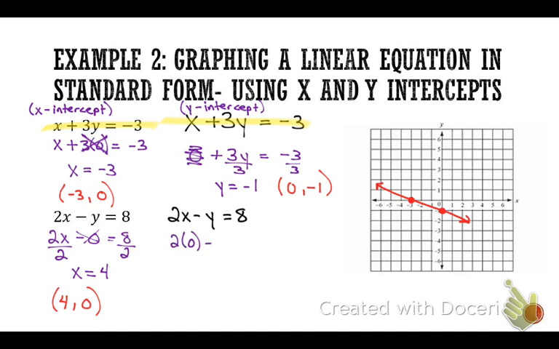2x, so 2 times 0 minus... Wait, why would I put the 1 in front of the y? Because can the y be negative? No, and 2 times 0 cancels. But now I'm left with negative 1y. I can't have a negative y, so what would I do to get y by itself? Divide by negative 1. So it would be negative 8. Okay, so go ahead and fix your graphs if you had positive 8.